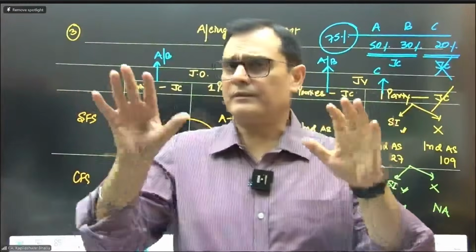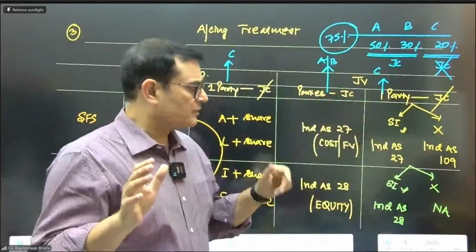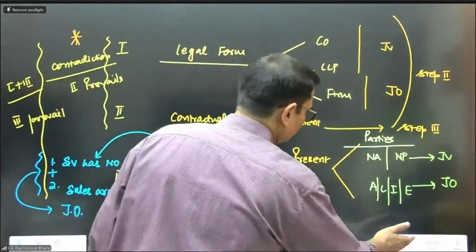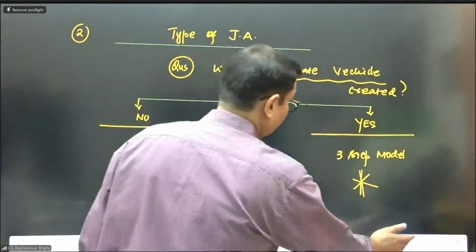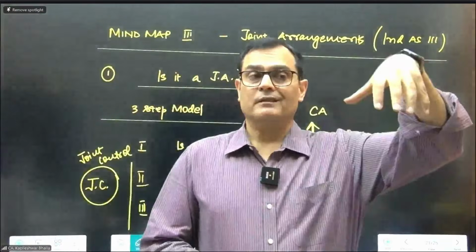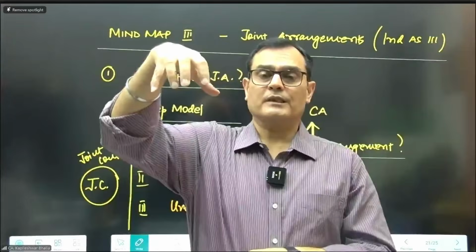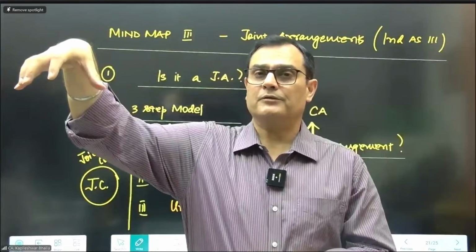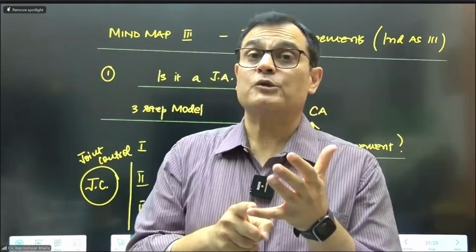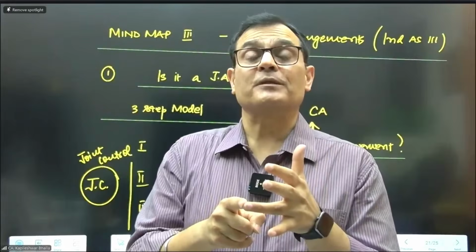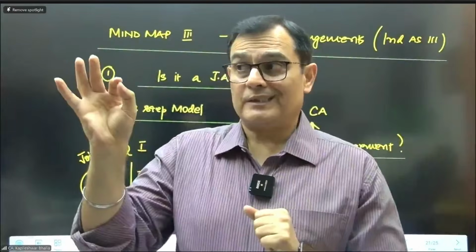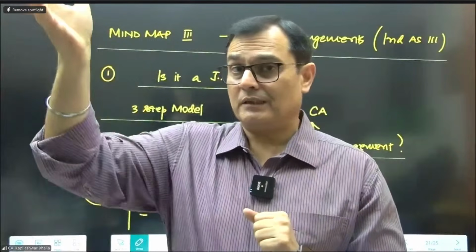So if you now connect the dots, in terms of Ind AS 111, I have covered 3 aspects with you. In my mind map, if I consolidate the joint arrangements, the focus points are: is it a joint arrangement? Is it a JV or a JO? And what is the accounting treatment? In terms of joint arrangement, your focus comes on 3 aspects. Contractual arrangement. It is supposed to be a joint control, meaning a common control with a unanimous consent. So once you prove CA, CC, UC, it becomes a JA.